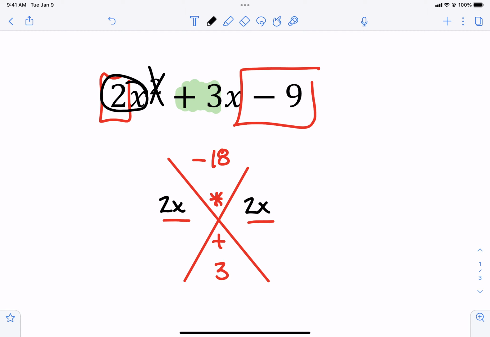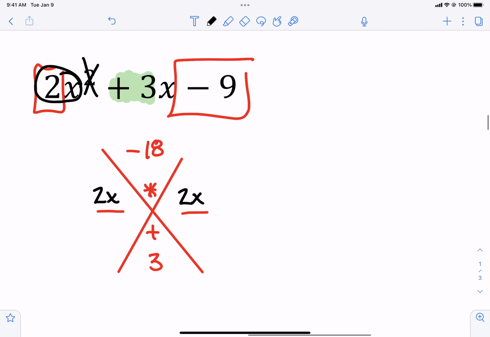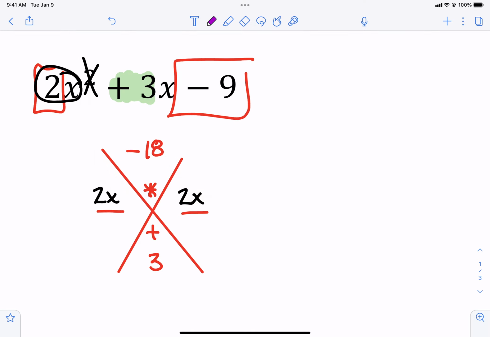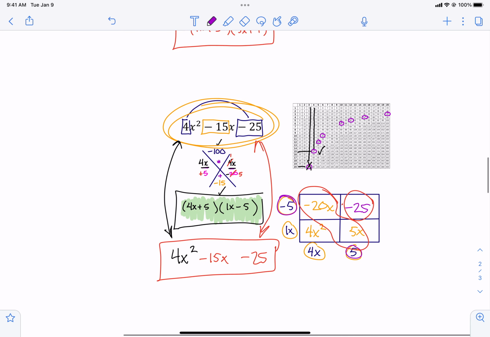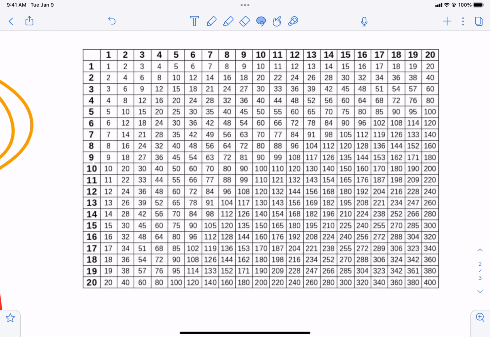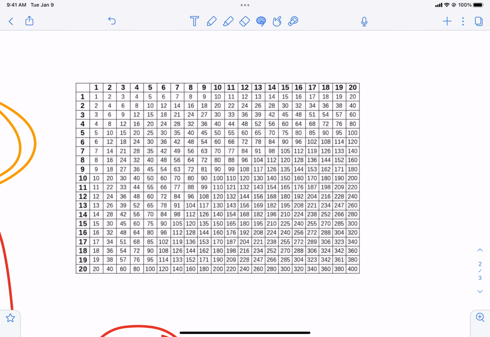Now, what we're doing is we're looking for two numbers that multiply to give us negative 18 that add to give us 3. So I'm going to go back to my table again. Now, since the multiply number is negative here, I'm just going to look for positive 18s because there's no negatives on my chart here. And we're going to adjust accordingly after that. So I see an 18 down here. I see another 18 here, another 18 here, another 18 here, another 18 here, and another 18 over here.